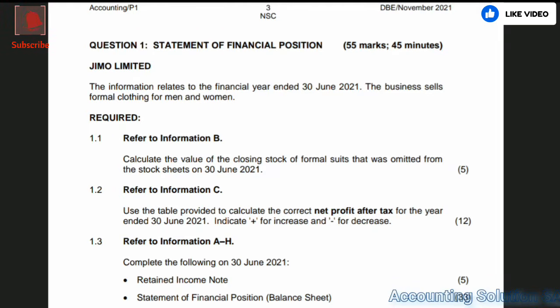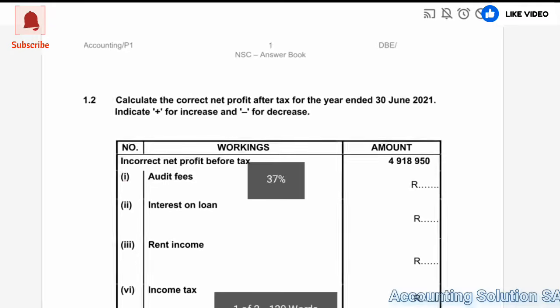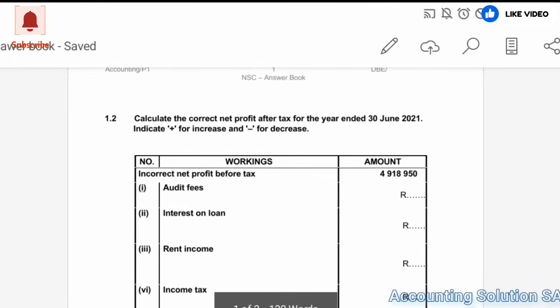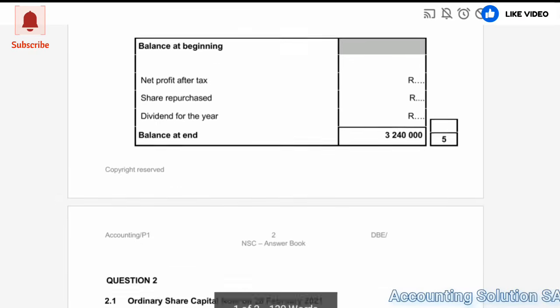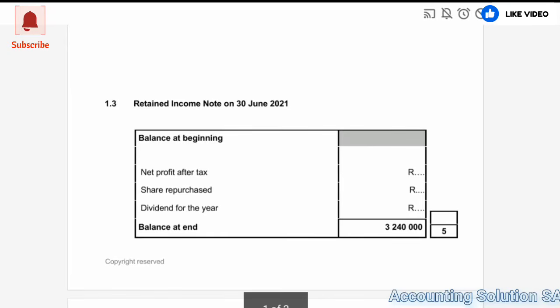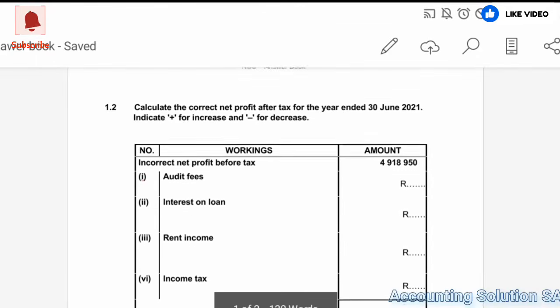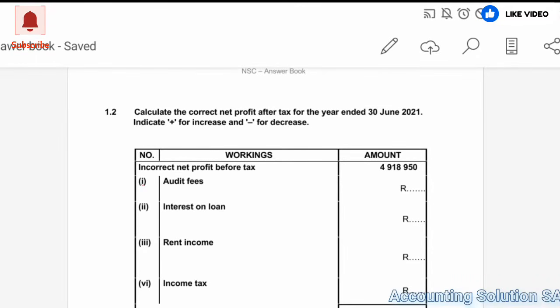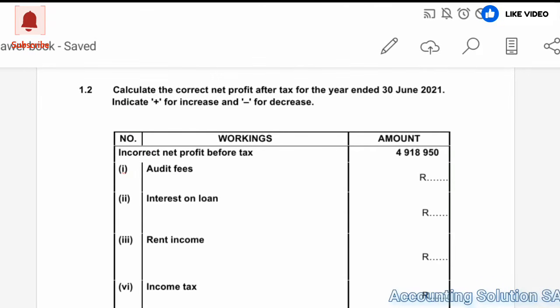Okay, so let's check the answer book that we have been given. As you know, in accounting we are normally given an answer book. So this is the answer book, guys, that we are going to prepare. It's for net profit after tax, and we also have an answer book for the retained income note. Then we also have the last one for ordinary share capital. Let's start with the first process of calculating the correct net profit after tax. They give us an incorrect net profit before tax. Let's start with the information that they give us.